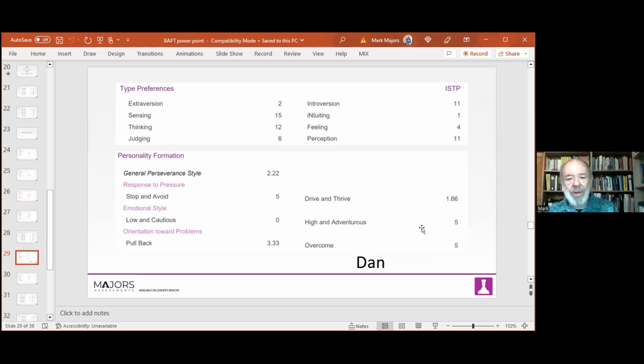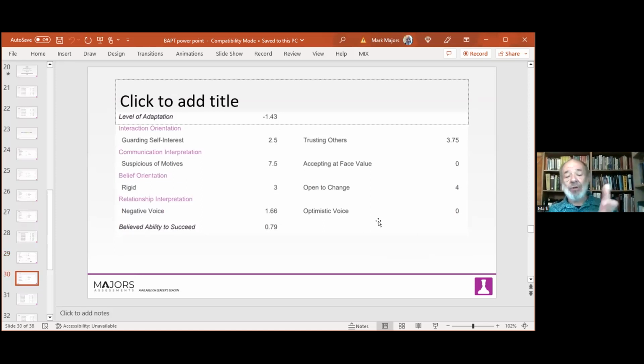Well, here's Dan's level of adaptation is negative. He guards his self-interest some, he trusts others sometimes. He's very suspicious of motives. He changed a little bit, but he's pretty set in his ways and his thinking. And most of his relationships turn out kind of bad. And so talking about that, it was really sad that he had that experience. His believed ability to succeed is just about zero.